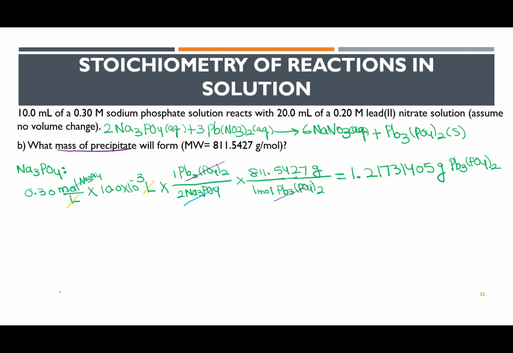The next thing you have to do is find the sig figs. This number, 2.30, is 2 sig fig, 10.0 is 3 sig fig, 1 and 2 are just numbers, and 811.5427 is 7 sig fig. Therefore, between 2, 3, and 7, we choose 2. That will be equal to 1.2 grams of lead(II) phosphate.